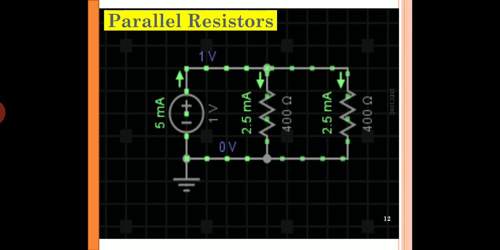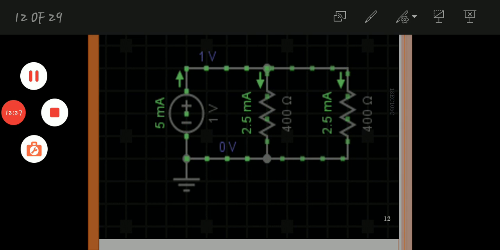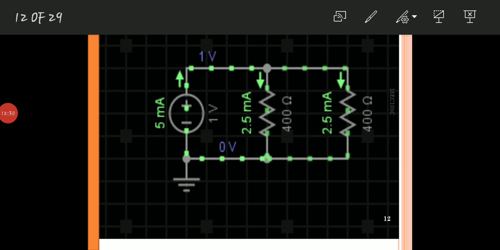Let us assume that there is one source and you have two resistors each of 400 ohms connected in parallel. Then by a simple equation, the current will be calculated as 5 milliamps, and that 5 milliamps has to be divided into two arms, two paths rather, because there are two resistors. So it is equally distributed among the two. That is because both of them have the same value, which is 400 ohms each. So 2.5 milliamps is distributed in each arm.